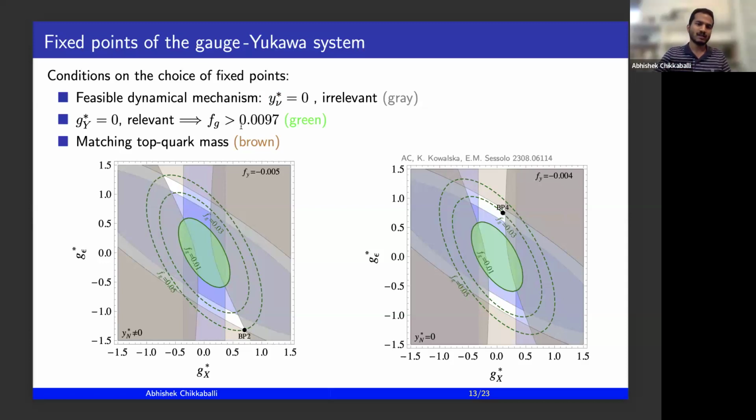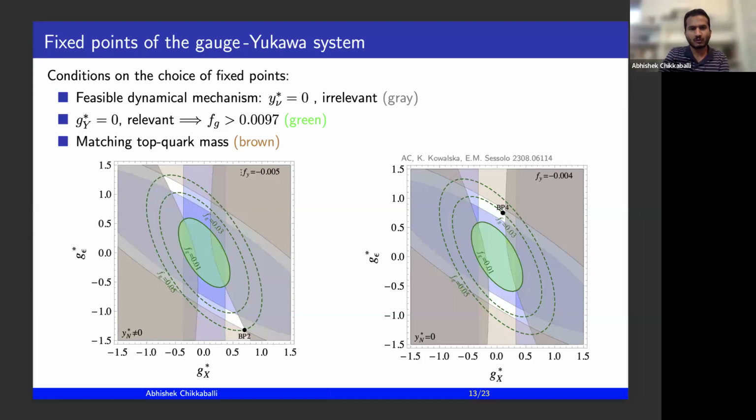So this excludes the value of Fg below this particular value, which is shaded in this green. And similarly, we also want to match the observed top quark mass. So this excludes some of the parameter space, which leads to a different top quark mass, and this is shaded here in brown. This leaves out a small white region, which fulfills all of these conditions.